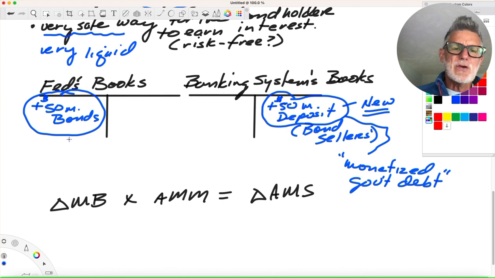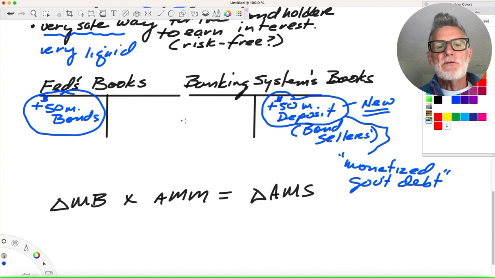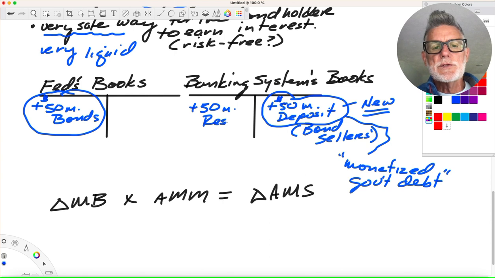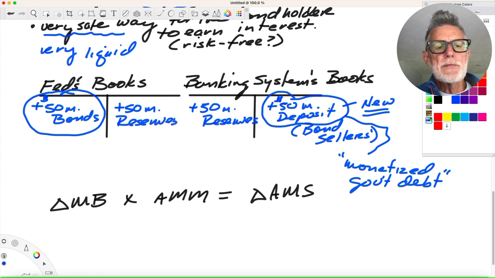How does money get created? That's an interesting question. And this is how it happens. It's done through the banking system. Deposits are money. This $50 million deposit will lead to an additional $50 million in reserves. So these reserves were just created. And these reserves will show up here on the Fed's books to close the accounting loop as a liability. You'll read about this in your e-workbook.